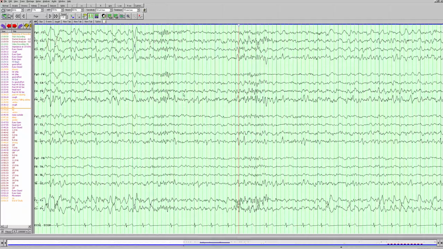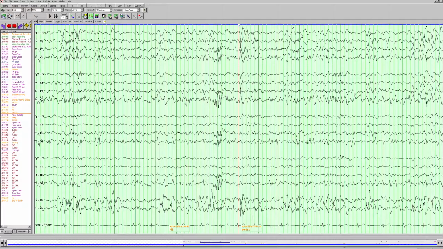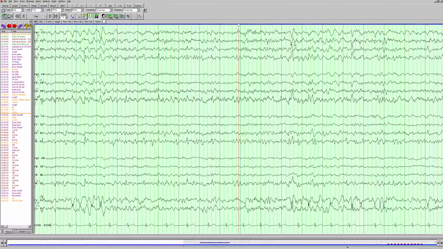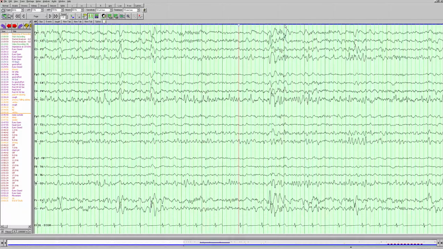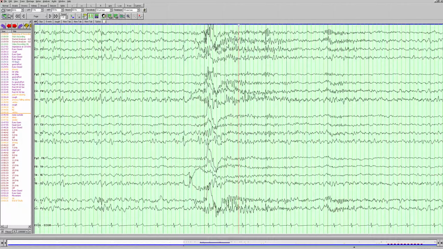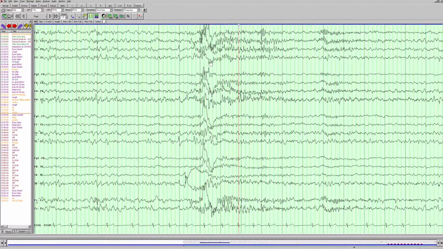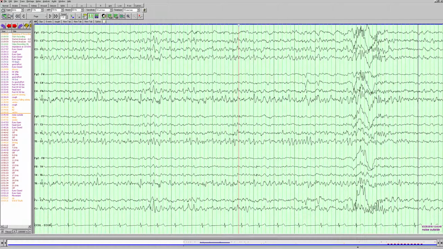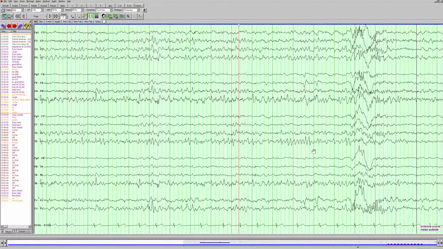Here's more sleep spindles here. And here, sometimes we do see the spindles that are more diffuse, and more vertex waves and K-complexes. And here the patient looks like they're waking up a little bit and then going back to sleep, more K-complexes.